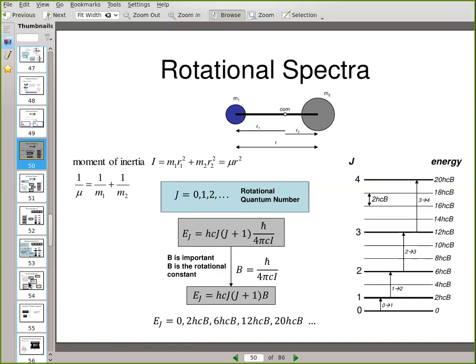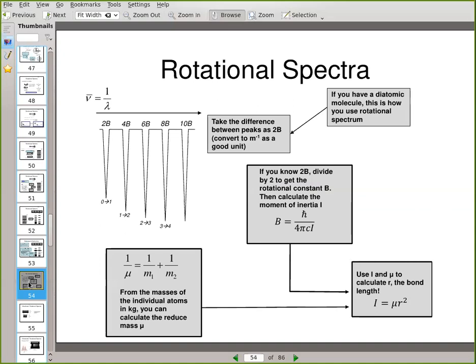The second thing that's really important is that if we've got a spectrum, we can work our way to B, and from B we can work our way to exactly the bond distance that we would require in terms of molecular mechanics.